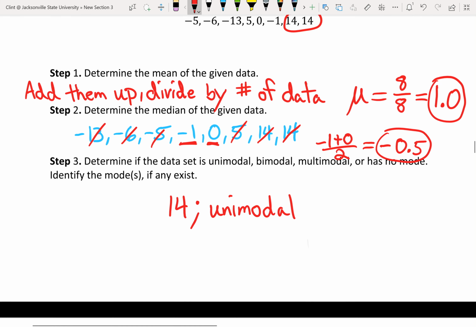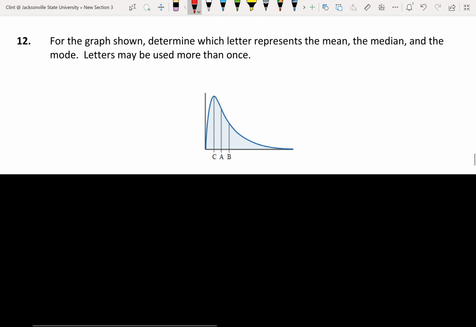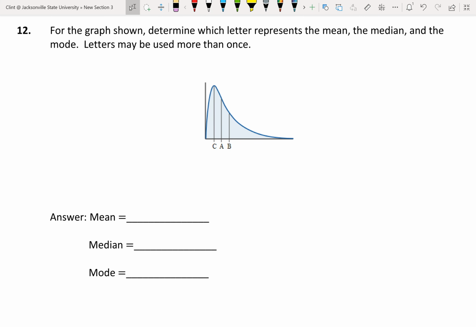Okay. Number 12 is for the graph shown, determine which letter represents the mean, the median, and the mode. Okay. I start with the mode because the definition says the mode is the tallest point on the graph, so the tallest peak on the graph is right here at C. So that's the mode.